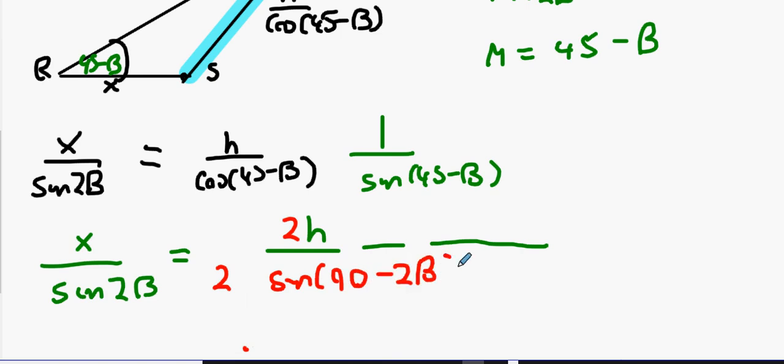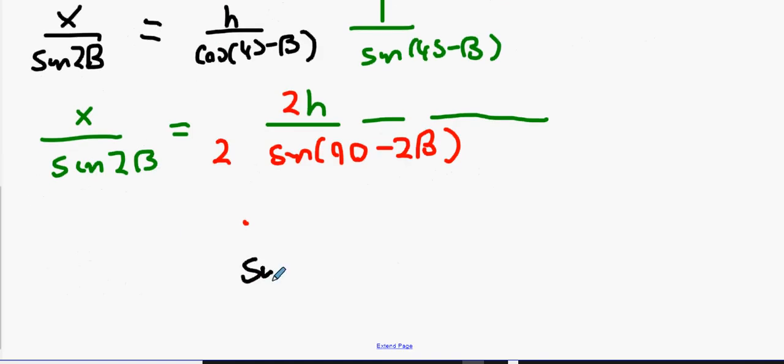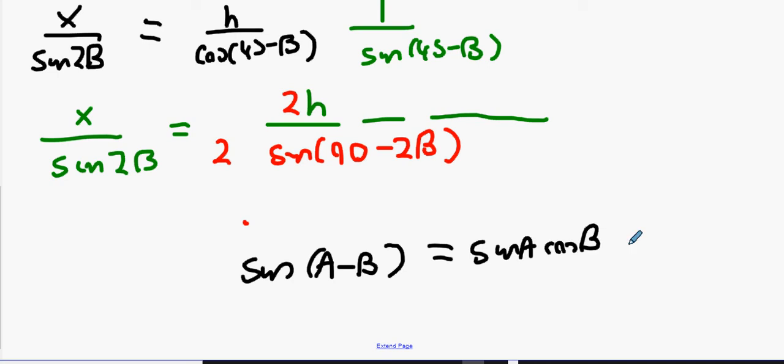Because, without doing anything fancy, what do you know about sine a minus b? Page 14, top of. Sine a cos b, what else? Minus cos a sine b. Okay. And what do you reckon? A is 90 and b is 2b. Is that okay? 90, 2b, 90, 2b. Is that alright with you guys?